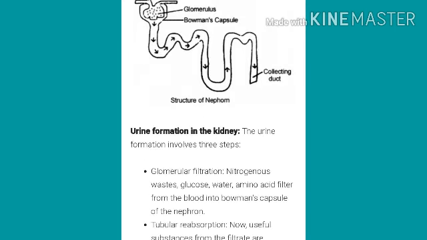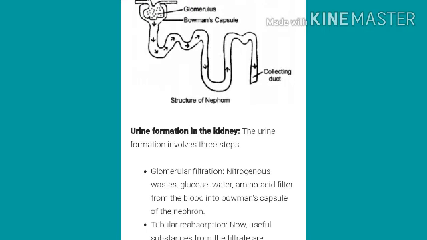देखिए दिखाया हुआ यहाँ पे, इसमें कलेक्टिंग डक्ट है और कहाँ तक जाता है? बाउमन कैप्सूल तक। यूरिनरी फॉर्मेशन इन द किडनी. The urine formation involves 3 steps. जो हमारे शरीर में यूरिन बनता है वो किस तरह से बनता है? नंबर 1, glomerular filtration: nitrogenous waste, glucose, water, amino acids filter from the blood into the Bowman's capsule of the nephron.